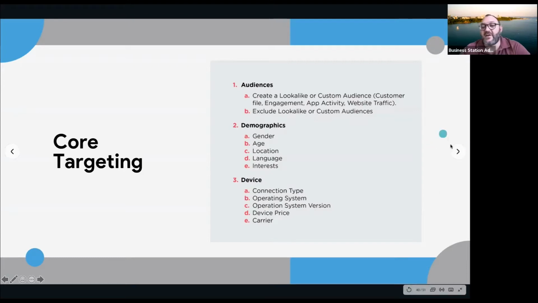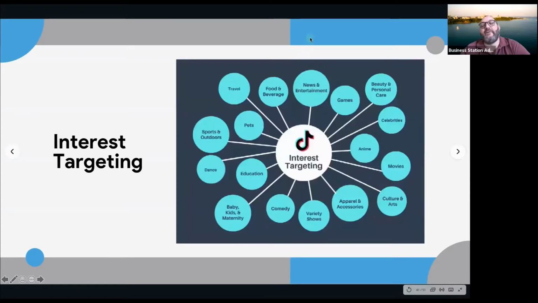So you can target all those kinds of things with it, but you can also target people based on their interests. And those interests are laid out here. They're very, very loose interests, and there's not that many of them. These are the interests based upon what they believe is the interests of people on this particular platform: travel, food and bev, news, entertainment, games, beauty and personal care, celebrities, anime, movies, culture and the arts, apparel and accessories, which is absolutely huge.